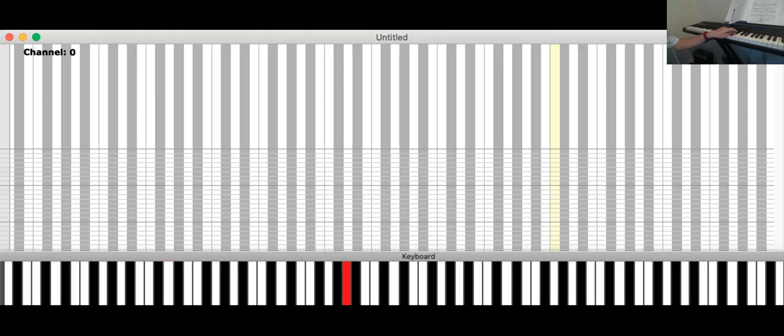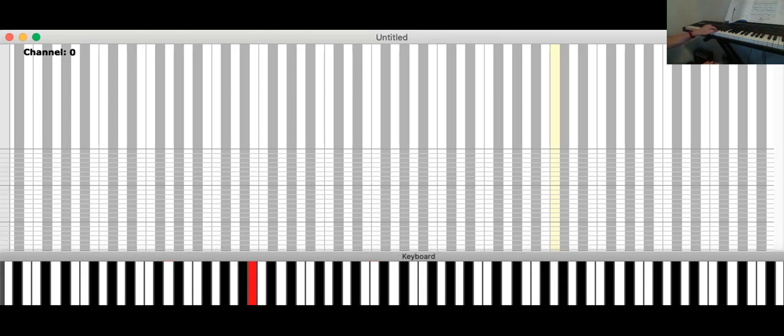Two, G number 3, G number 4, and so on. So that's how we do those G scales.